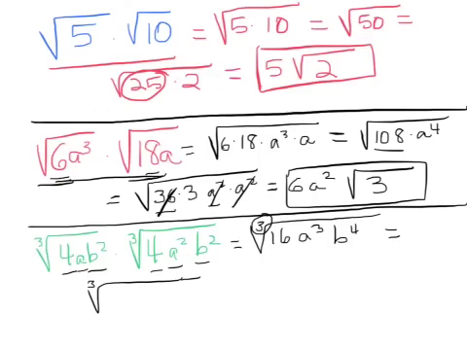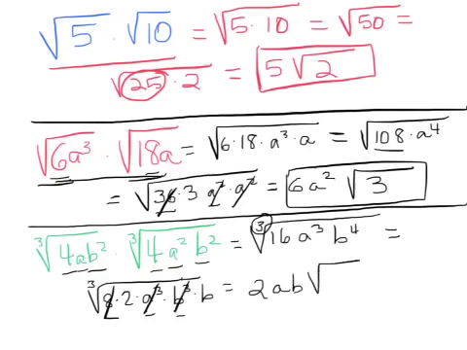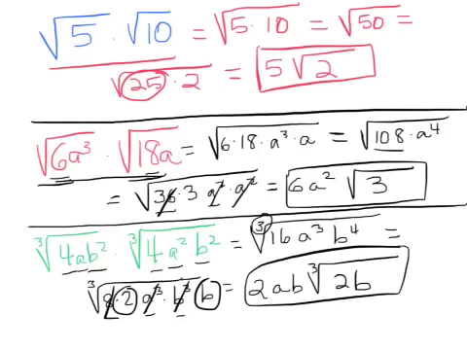And I know that 16 is the product of 8 and 2. A cubed is a perfect cube, and b to the 4th is b cubed times b. So now I'm going to take the cube root of all these perfect cubes and bring them outside the radical sign. So the cube root of 8 is 2, cube root of a cubed is a, cube root of b cubed is b, and then what's left under my radical sign, and don't forget your index, is 2 and b. So the product of this multiplication is 2ab times the cube root of 2b.